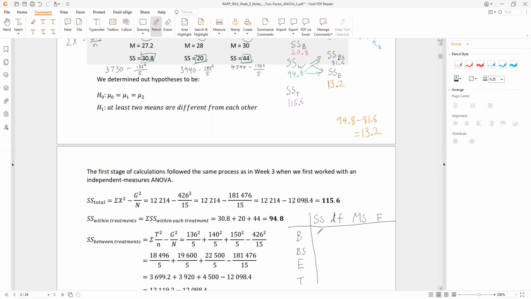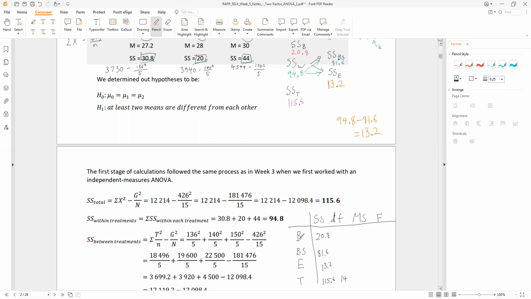So we had 20.8, 81.6, 13.2, and 115.6. And then the degrees of freedom for the total is capital N minus 1, which is going to be 14.